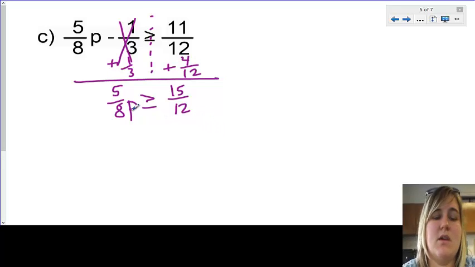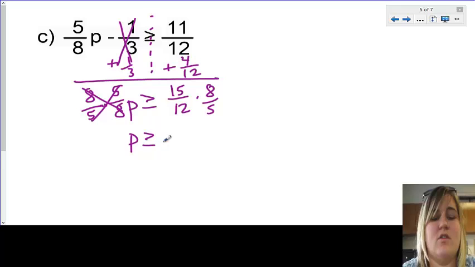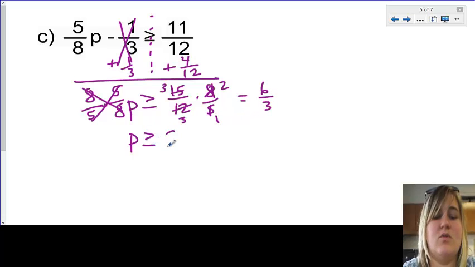Okay. So to get p by itself now, you can either divide by 5/8, or you can remember that dividing by 5/8 is the same as multiplying by its reciprocal. And what I do to one side, I must do to the other. So 8s and 5s cancel on this side, which leaves me with p is greater than or equal to. These will reduce. 5 goes into 5 once, 5 goes into 15 3 times, 4 goes into 12 3 times, and into 8 2 times. So I have that 3 times 2 is 6 over 3 times 1 is 3. So p is greater than or equal to 2.